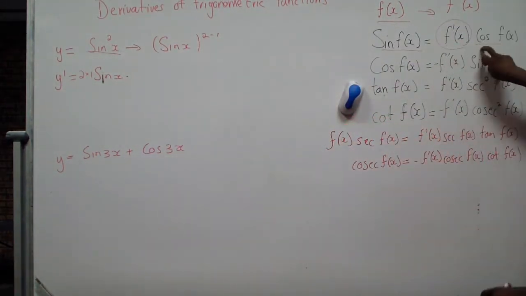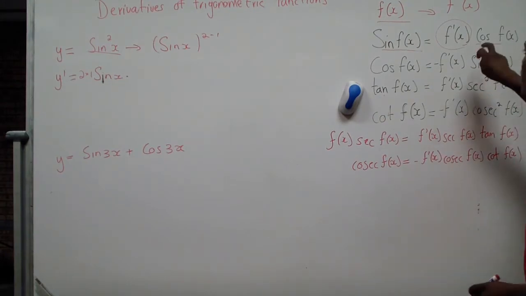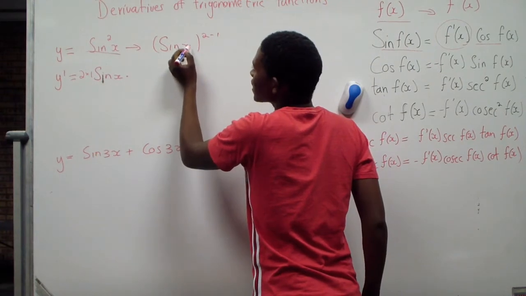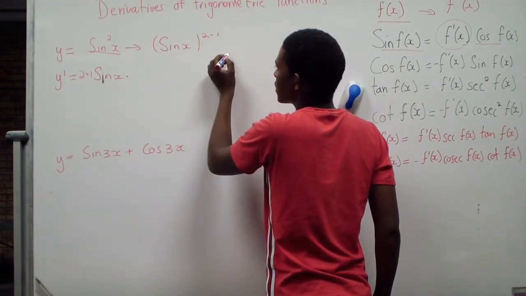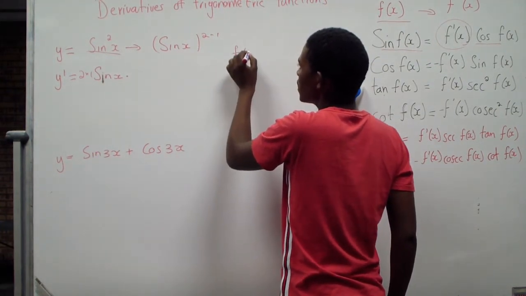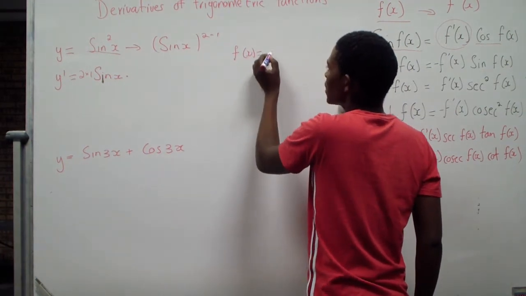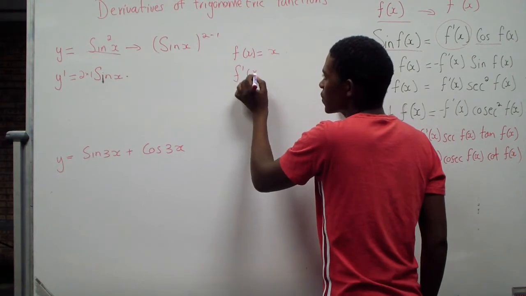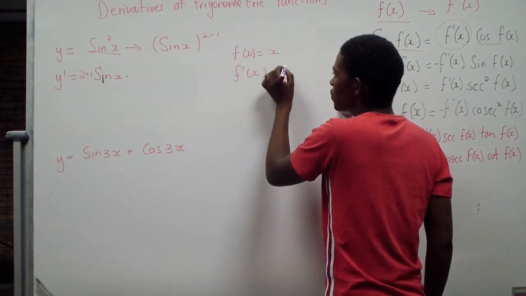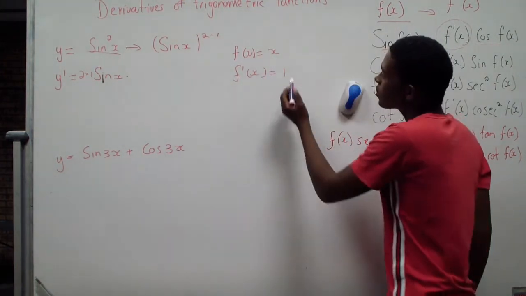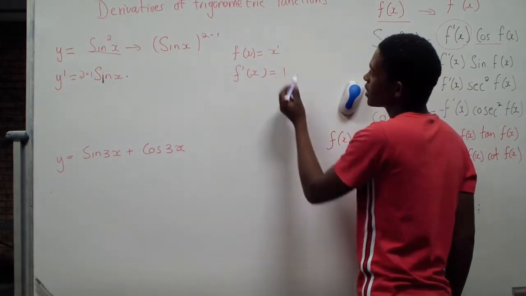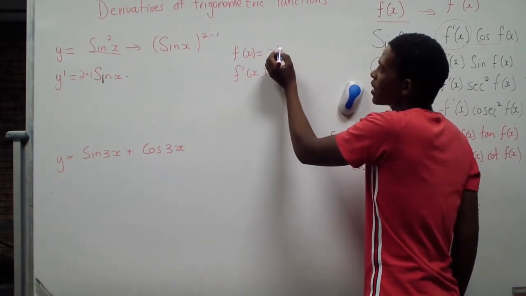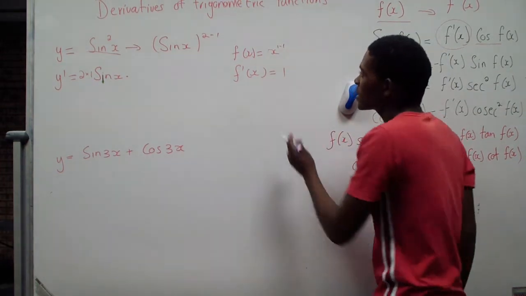I get cos. But now, what is the derivative of x? So I'm saying I'm having a function which is equal to x. And the derivative of x is equal to 1. Why? Because here I'm having 1. 1 multiplied by 1 is 1. Then I subtract 1 from my index, I will have 0.